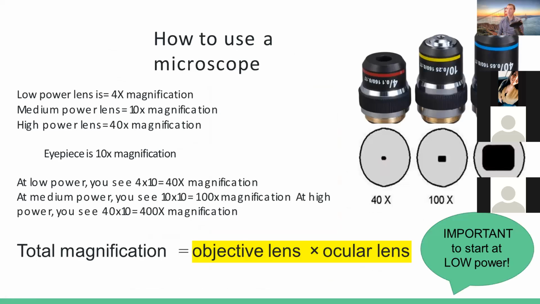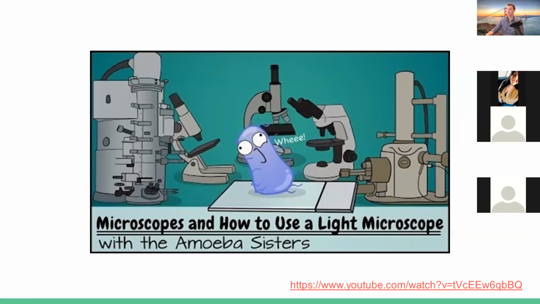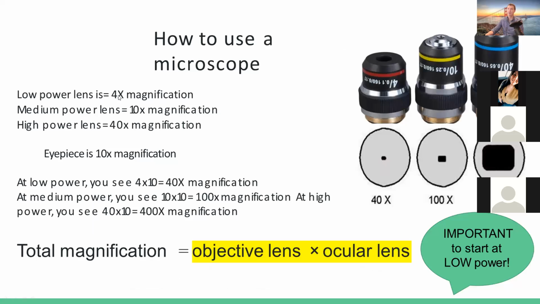Okay, so if you saw, there's three different objective lenses here that you can rotate through. So typically we have a low power lens, which is 4x magnification, a medium power lens, which is 10x magnification, and a high power lens, which is 40x magnification. Okay, so the eyepiece is 10x magnification.